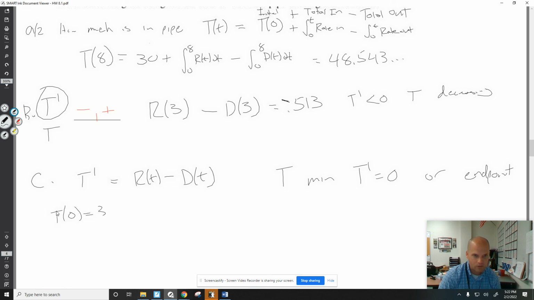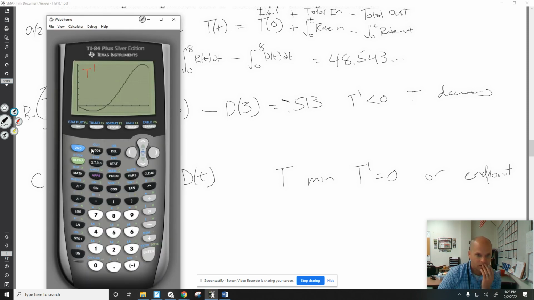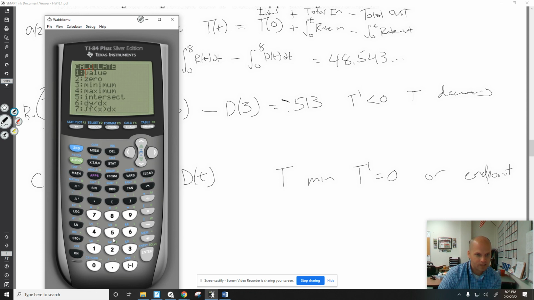Here's the candidates test. T of 0 I know is 30. T of 8 I already know is 48.543. I need to figure out what T of A is. What's A? Make sure you write it down. I feel like people aren't doing it. Second, calc, intersect, enter, enter, enter. 3.271. Let's store that.